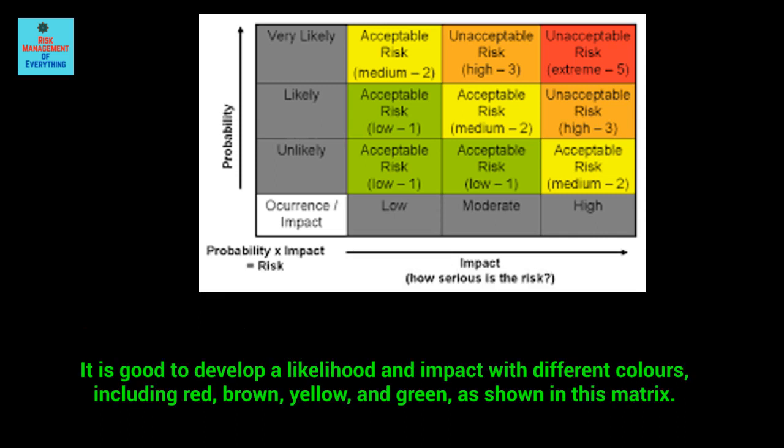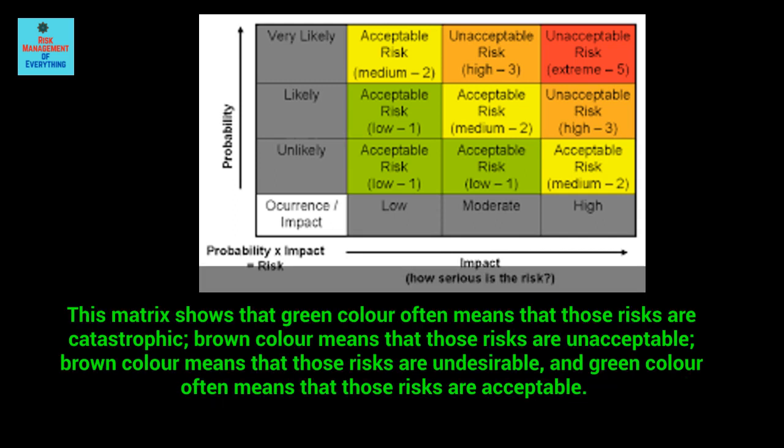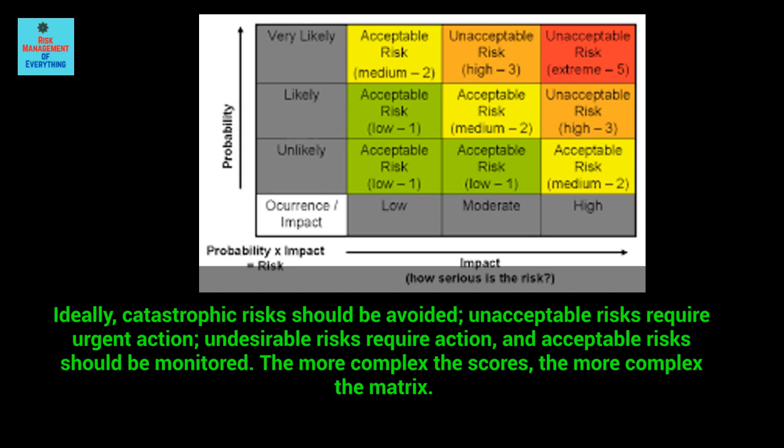It is good to develop a likelihood and impact matrix with different colors, including red, brown, yellow, and green, as shown in this matrix. This matrix shows that red color often means that those risks are catastrophic, brown color means that those risks are unacceptable, yellow color means that those risks are undesirable, and green color often means that those risks are acceptable. Ideally, catastrophic risks should be avoided, unacceptable risks require urgent action, undesirable risks require action, and acceptable risks should be monitored. The more complex the scores, the more complex the matrix.